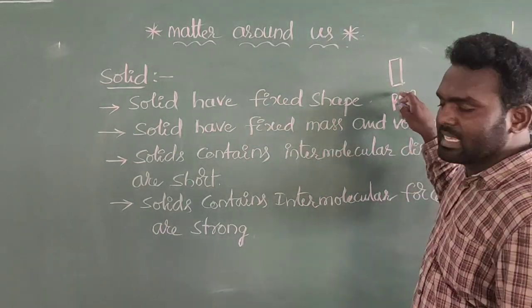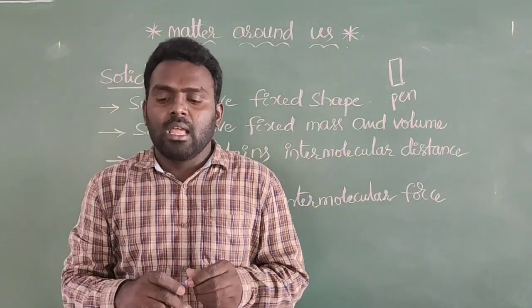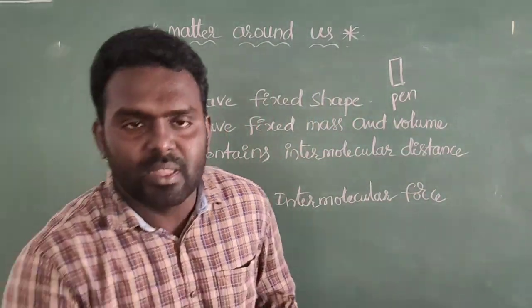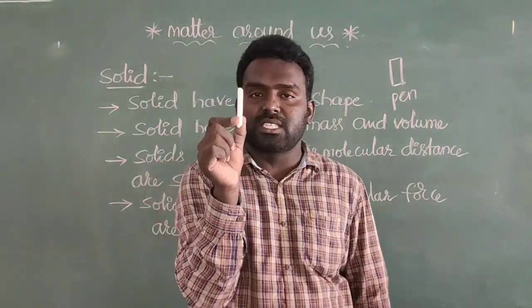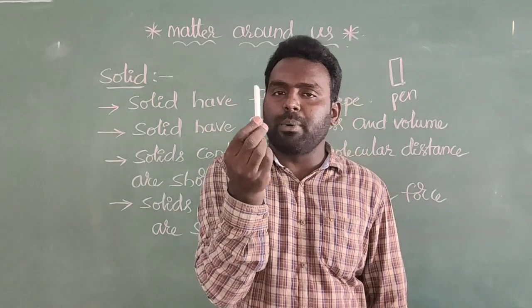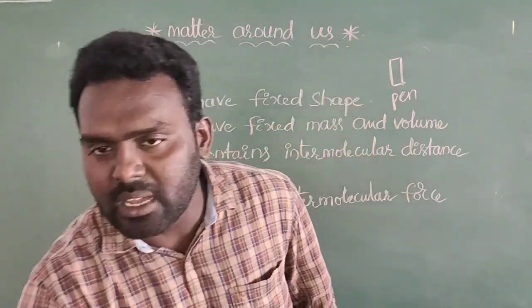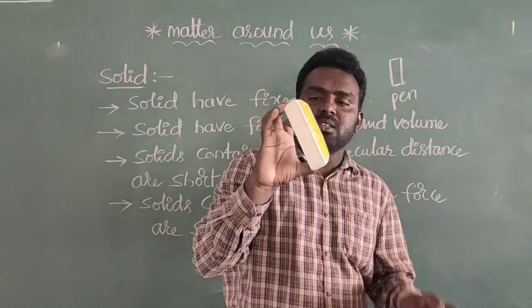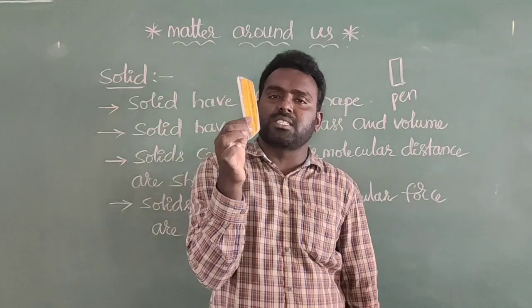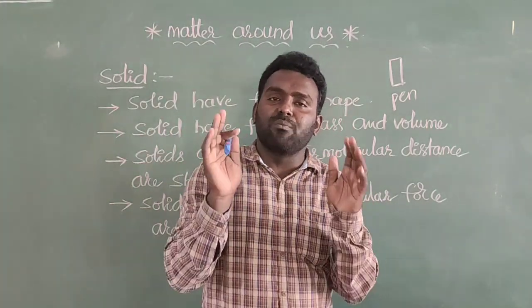So this pen has a particular shape. Like this is a chalk piece, so the chalk piece also has a particular shape, and a particular shape means a fixed shape. And if you observe this duster, the duster also has a fixed shape. And by observing a book, the book also has some fixed shape.